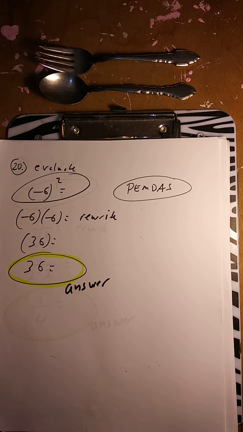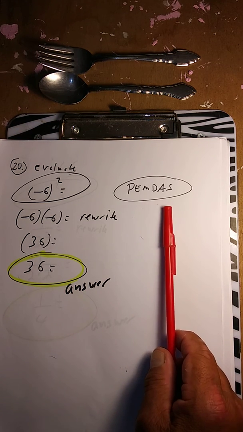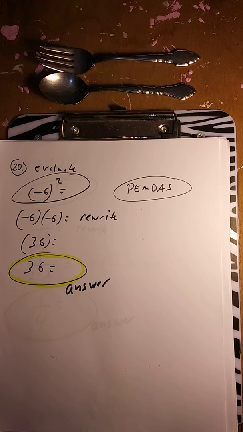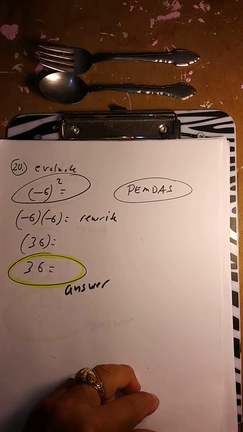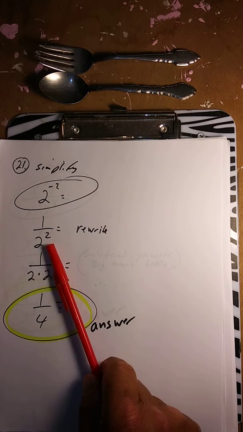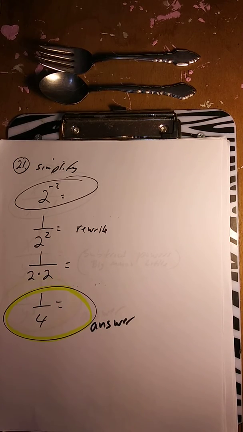Evaluate this. Negative 6 to the square. Please excuse my dear Aunt Sally: parentheses, exponent, multiply, divide, add, subtract, order of operations. Negative 6 and negative 6 is a positive 36. So the answer is positive 36. Simplify this. 2 to the negative 2 power. Rewrite it as 1 over 2 to the 2 power. And then that's going to be 2 times 2, so it's going to be 1 over 4.